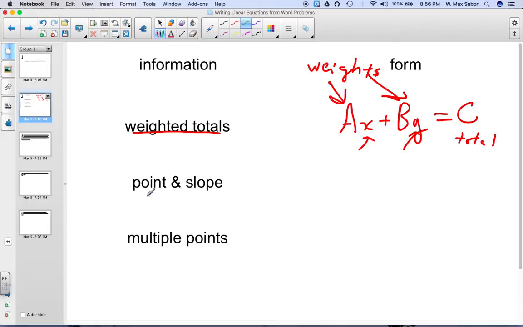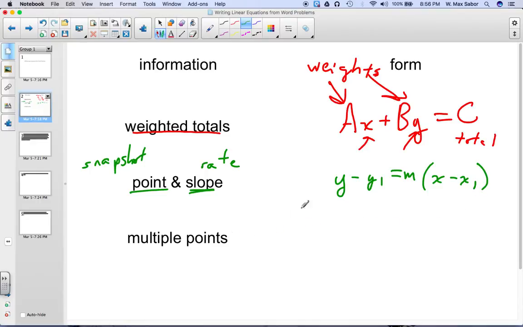Another way is if we're given some sort of point and some sort of slope. So a slope is going to be a rate, and a point is going to be some sort of snapshot saying, oh, at this point in time, this thing happened, or when you have 10 widgets, it costs $50. And that is easiest done with point slope form. And we would use the slope here, and the point would be x1 comma y1. Pay attention to the negative signs there.